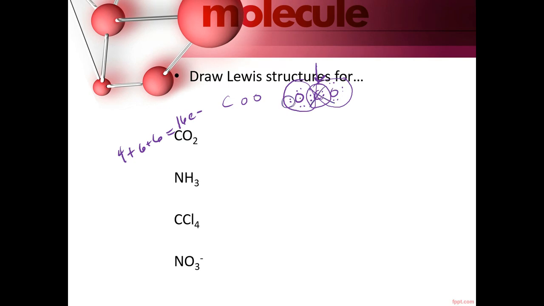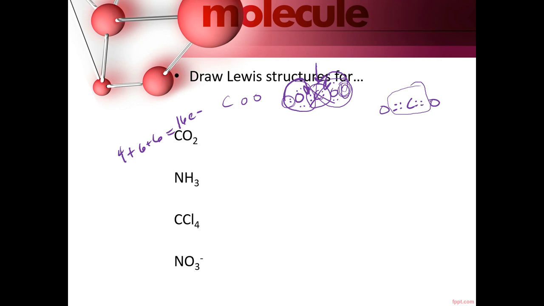So what we're going to do is take some of these extra electrons. They're not extra. The electrons that are only on oxygen right now, we're going to add them to the middle. We're going to make some double bonds. So I'm going to do carbon, double bond, oxygen, oxygen, 2, 4, 6, 8. Carbon is now pretty happy.